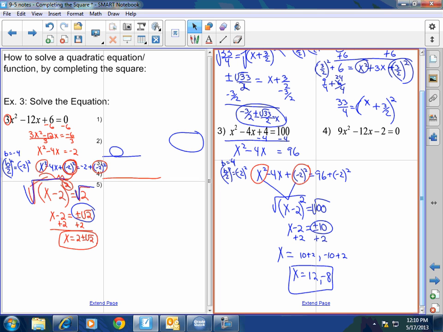Okay, the question was, if I only did 10 plus 2, would that be right or wrong? That'd be completely wrong, because it is plus or minus 10. So when I add 2, I'm adding 2 to plus or minus 10. So I have positive 10 plus 2 or negative 10 plus 2. I must have both roots, gentlemen. Thank you. Great question. Anything else, gentlemen, before we do the last one?